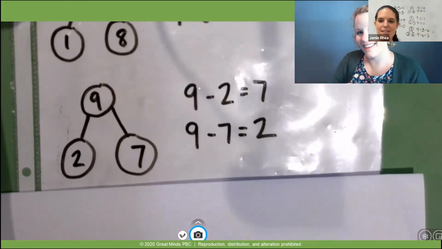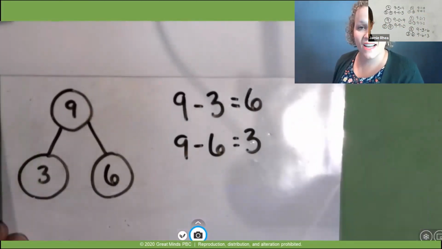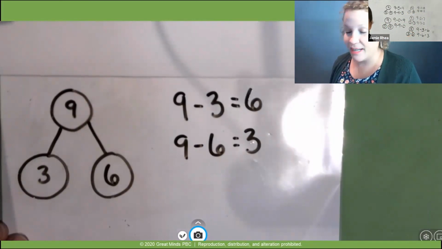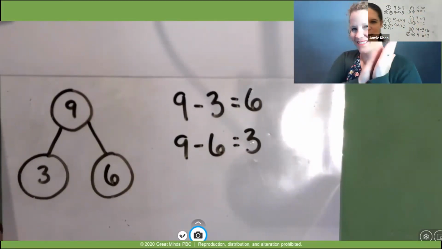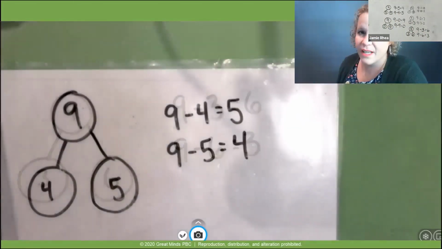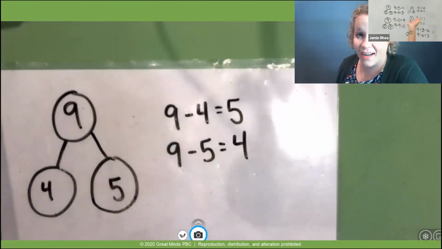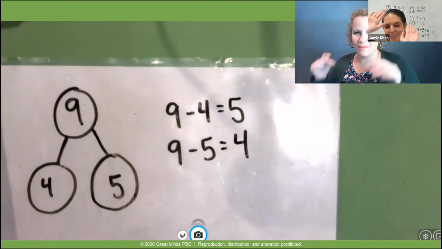We got it. Next, I had 9 as the total. Oops. And 3 and 6 as the parts. 9 minus 3 equals 6. 9 minus 6 equals 3. Did you get that one? The next one I found was 9 as the total and 4 and 5 as the parts. 9 minus 4 equals 5, and 9 minus 5 equals 4. If you got it, give me some snaps.